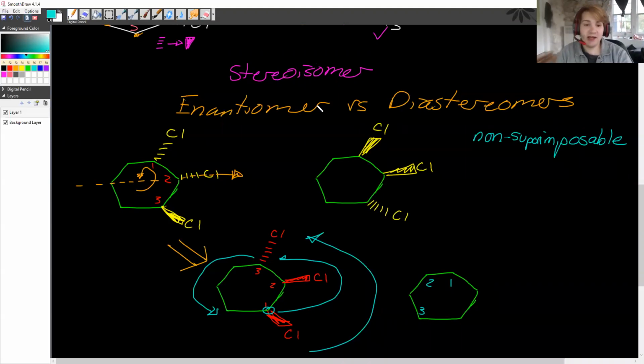To identify enantiomer versus diastereomer, we're going to ask ourselves another question. For enantiomers, we're going to be talking about mirror images. Versus for diastereomers, we're talking about non-mirror images.